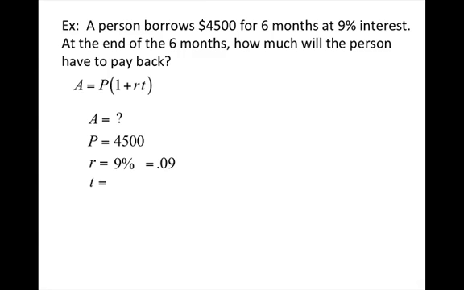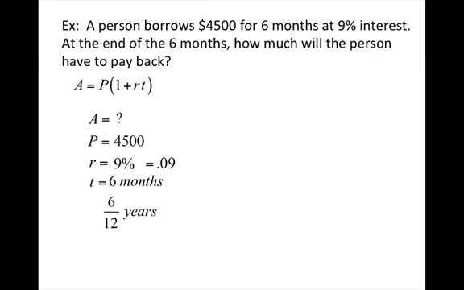And T is my time in years. Well, I was told at the end of 6 months. So since I'm given 6 months, I need to convert this to years. 6 months is 6 out of a possible 12 months. So I divide by 12 to get my years. Now, if you want to reduce that to 1/2, you can. But if you leave it 6 over 12, when we put this in our calculator, it'll give us the correct answer. So there's no need to spend your time reducing that unless you just want to.